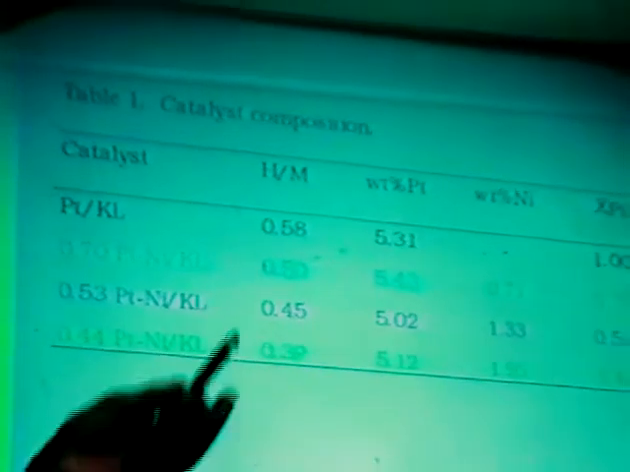If we do the preparation that was just discussed, ion exchange, either co-exchange or sequential ion exchange with platinum and nickel, in both cases we end up with most of the nickel outside the L zeolite and the platinum inside, so that the two metals are not together. It's only in the case where we do the co-impregnation that we get the two metals, platinum and nickel, interacting, forming small clusters inside the L zeolite.